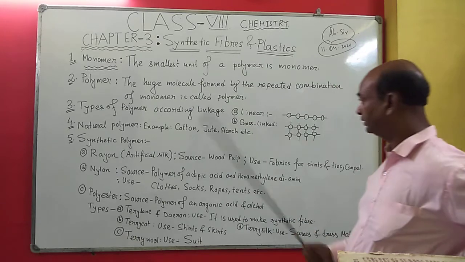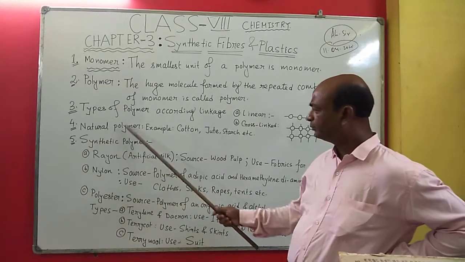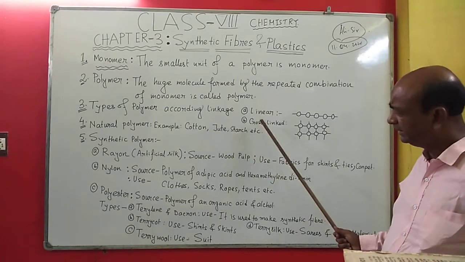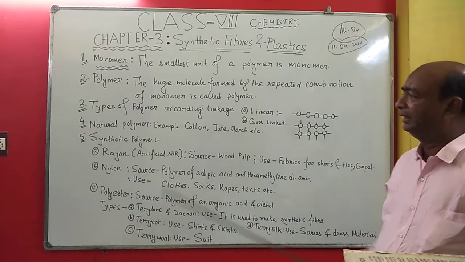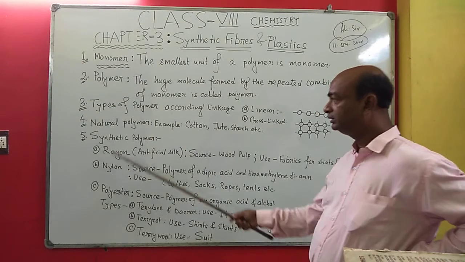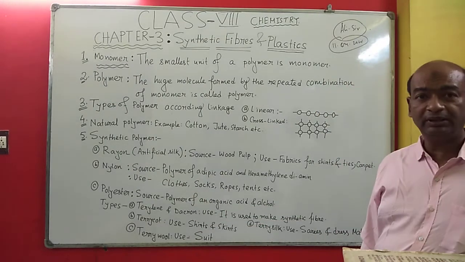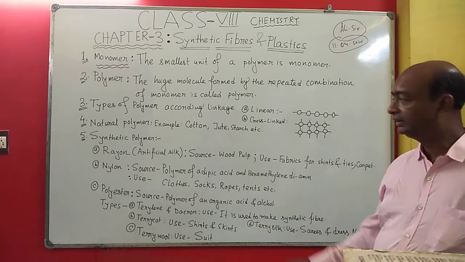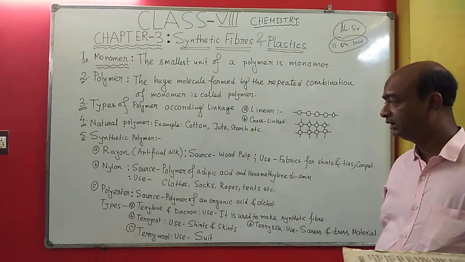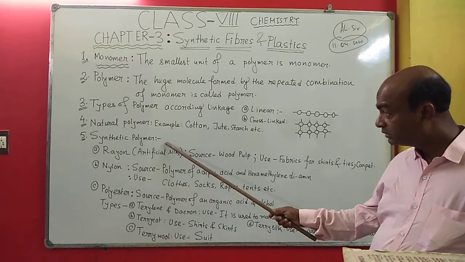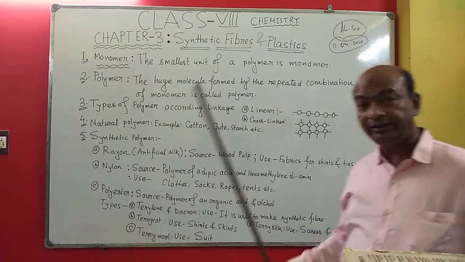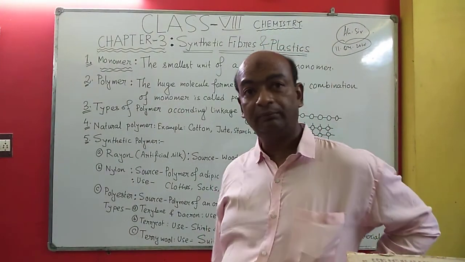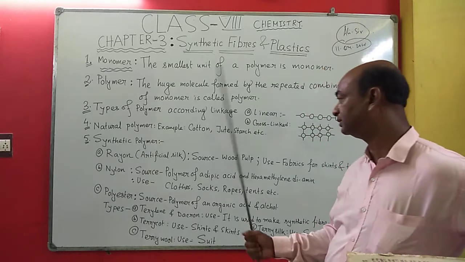Now come to that point. For natural polymers, examples I have already told: cotton, jute, starch, many are there. Protein also we can write. Synthetic polymers are man-made polymers. That means polymers which are designed artificially in the laboratory by human beings in industry.